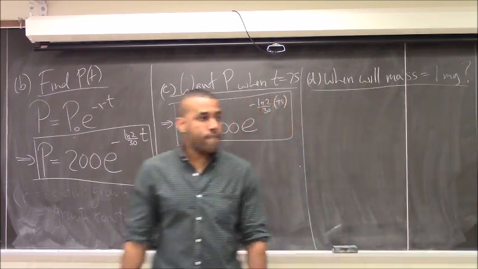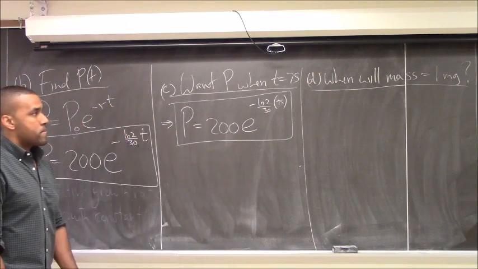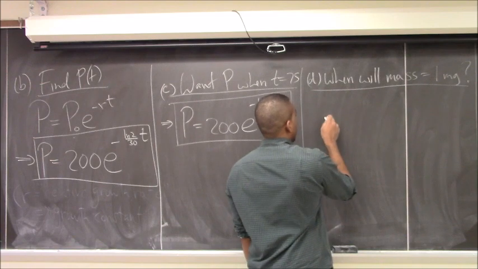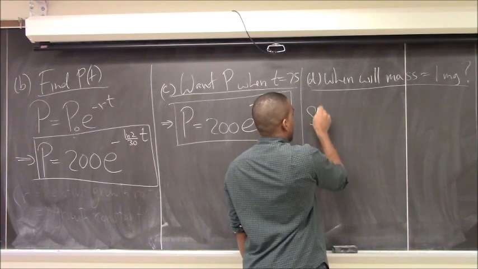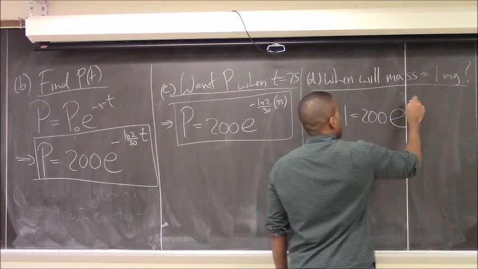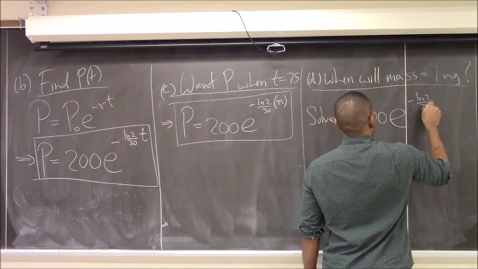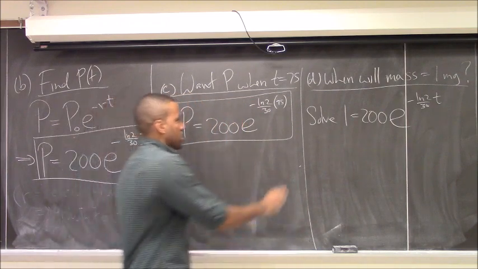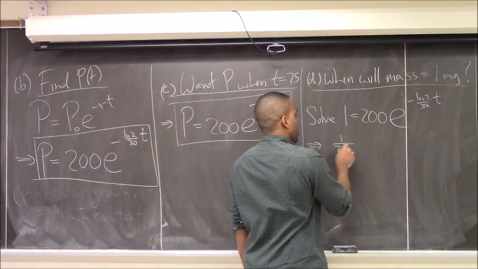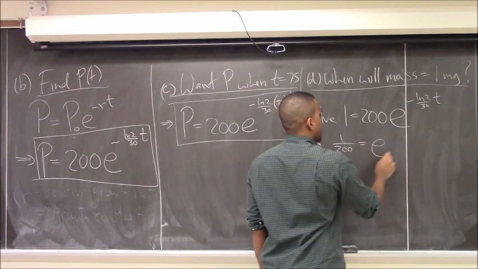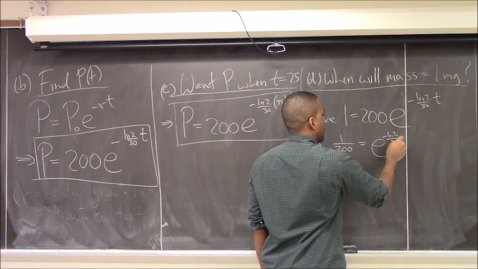How do you do that? Plug in 1 for P, and solve for T. So that's again asking for the time. So we need to solve 1 is equal to 200 e to the minus ln2 over 30 times t. Solve that for t. So this would mean 1 over 200 is equal to e to the minus ln2 over 30 times t.